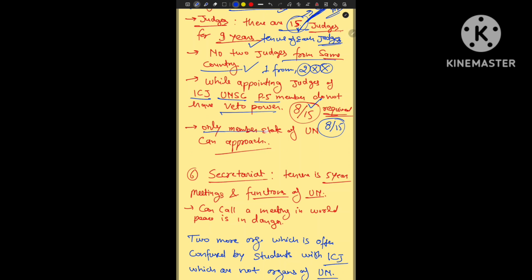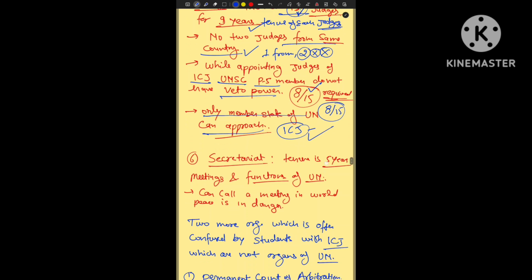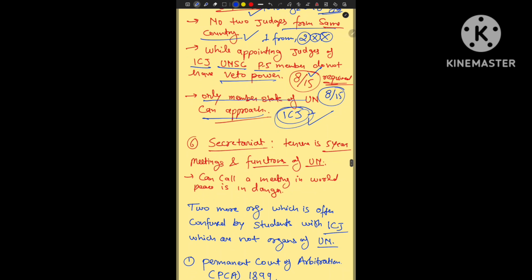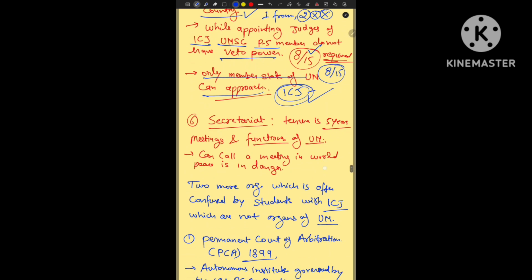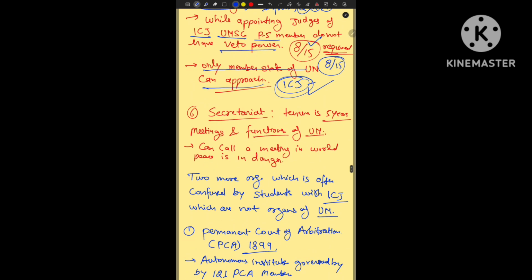Who can approach this ICJ institution? Only member states can approach this organ. Not any private party, not any individual can go and say, listen to my problem. They are not going to entertain such kinds of problems. They will entertain only member states, like a country can approach.